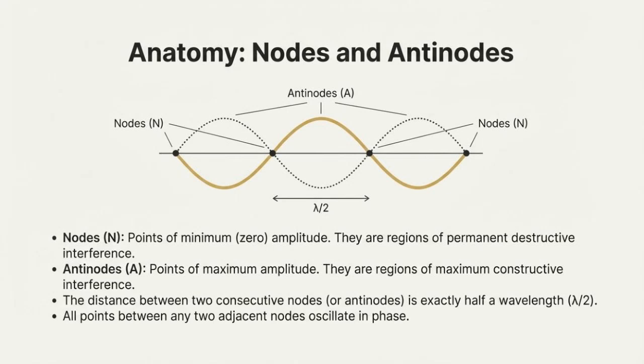Here, we can see the basic structure of a standing wave, which consists of nodes and antinodes. Nodes are the points where the wave has zero amplitude, meaning no movement occurs there because of destructive interference. In contrast, antinodes are points where the amplitude is at its maximum, caused by constructive interference. The distance between two consecutive nodes or antinodes is half the wavelength of the wave. Additionally, all points between two adjacent nodes move together in phase, meaning they oscillate simultaneously. This pattern helps us understand the fundamental behavior of waves and their interaction in various contexts.